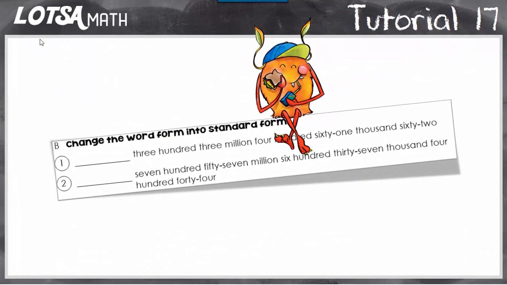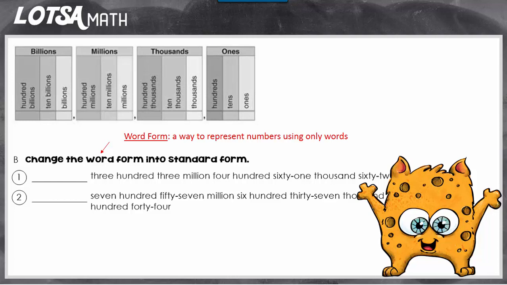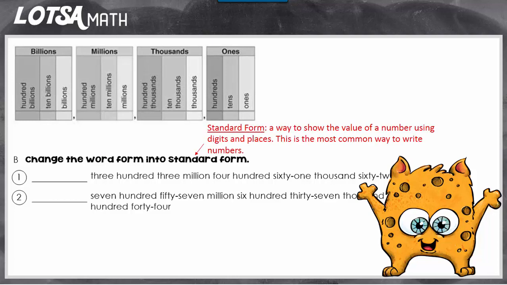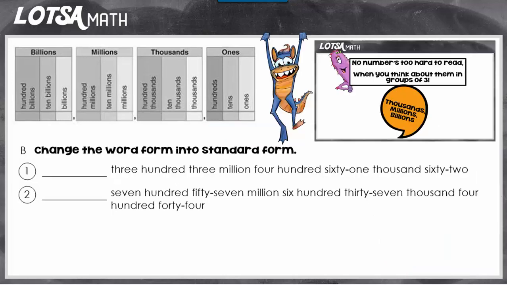For these types of problems, you have to change the word form into the standard form. So let's look at the directions. Change the word form, and word form is just a way to represent the numbers using only words, and you're going to change it into standard form, which is the way to show a number using digits and places, and it's the most common way to write numbers.